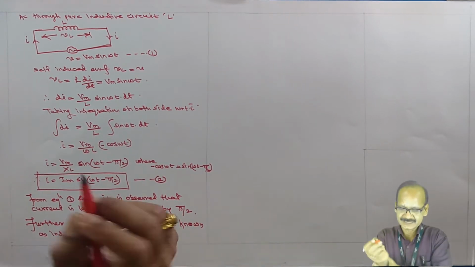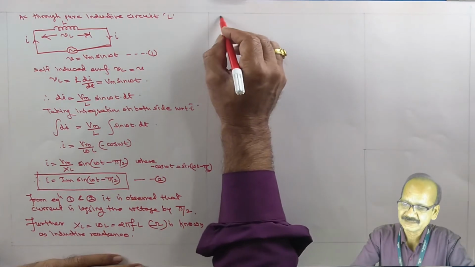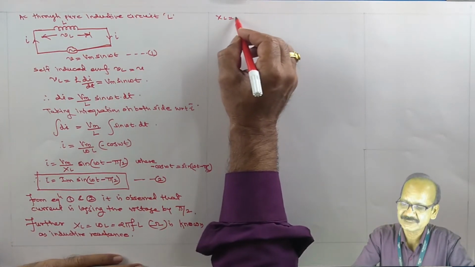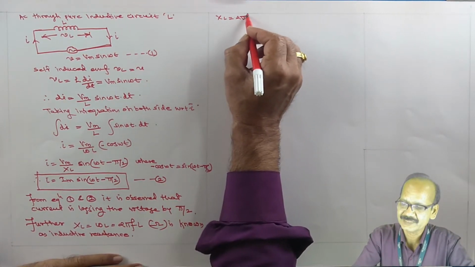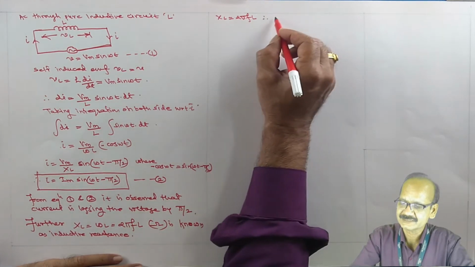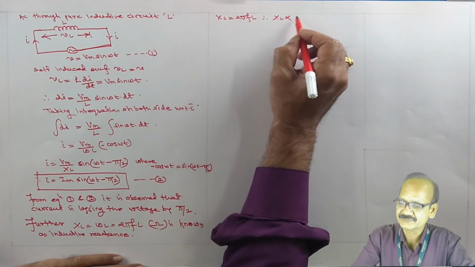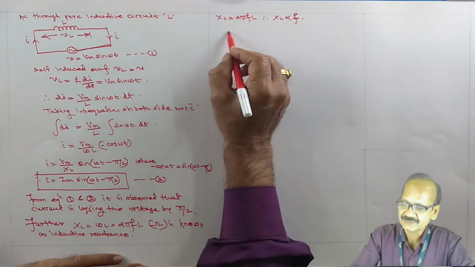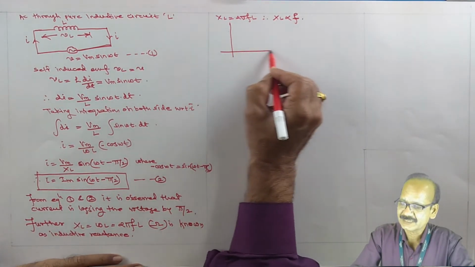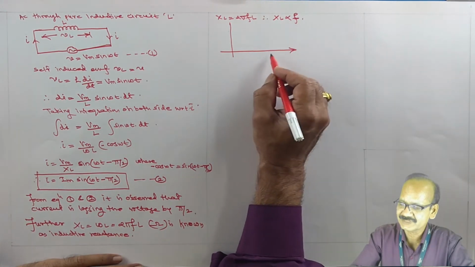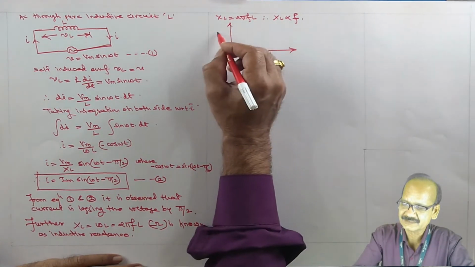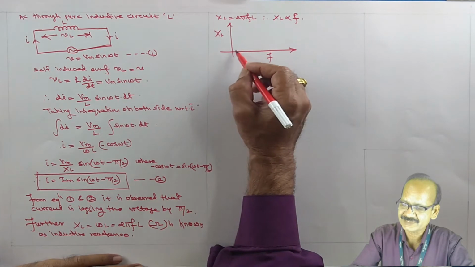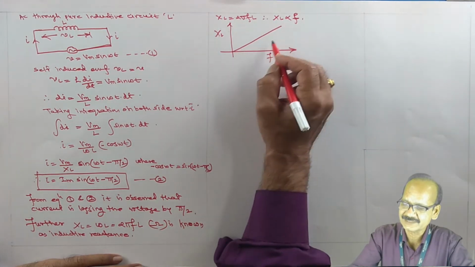Now from this equation, XL equal to 2 pi fL, that is XL is directly proportional to L, and directly proportional to f. Therefore, with frequency on the x-axis and the inductive reactance XL on the y-axis, it is a straight line relation.